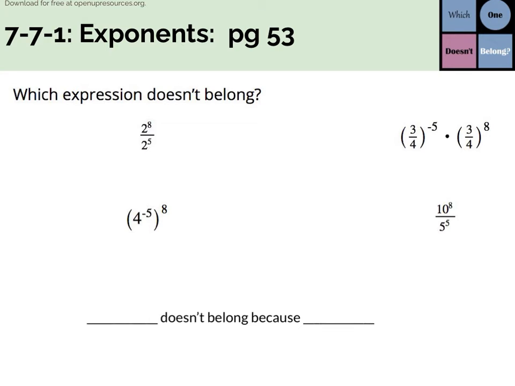So we can have different reasons for what doesn't belong. We say the first one doesn't belong because both the numbers are 2. All the other ones are different. This one doesn't belong because it has a negative exponent. This one doesn't belong because it's multiplied with a negative exponent. And the last one doesn't belong because it's just different than the rest. So again, this is getting us ready to look into exponents and things that we can and cannot do with them.